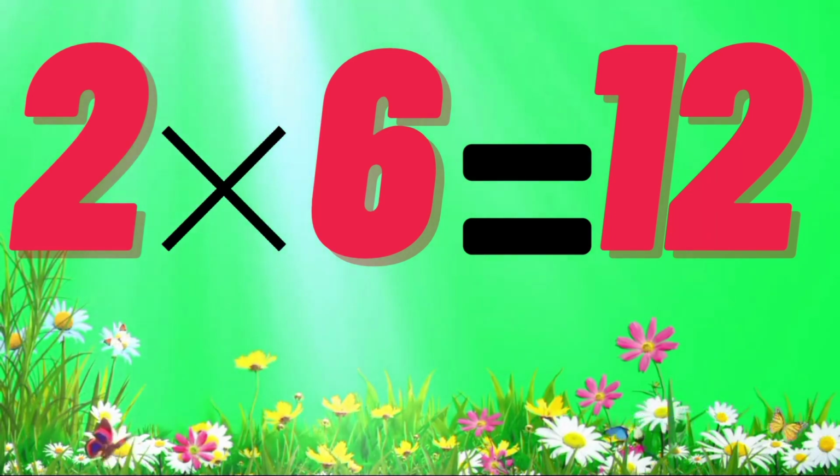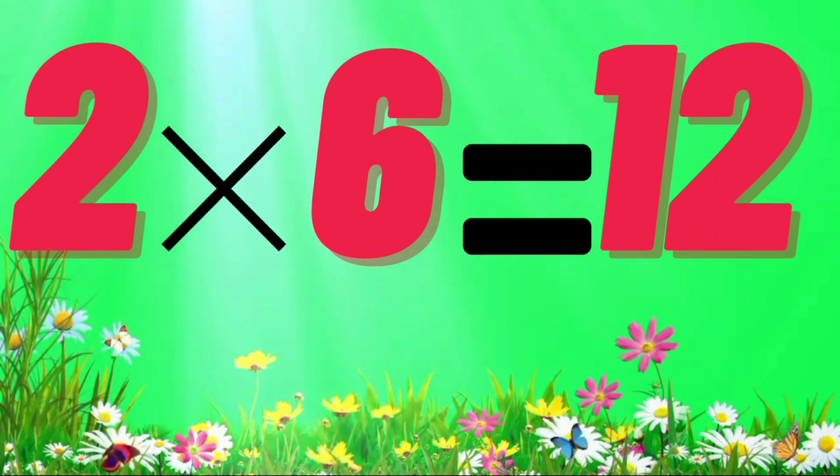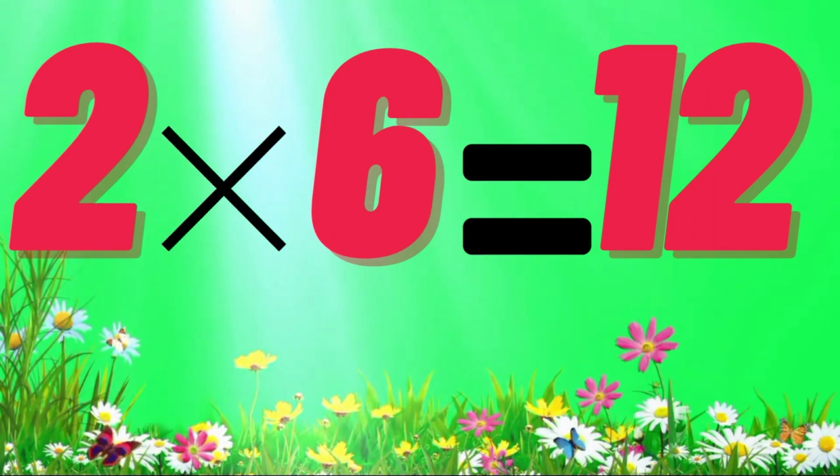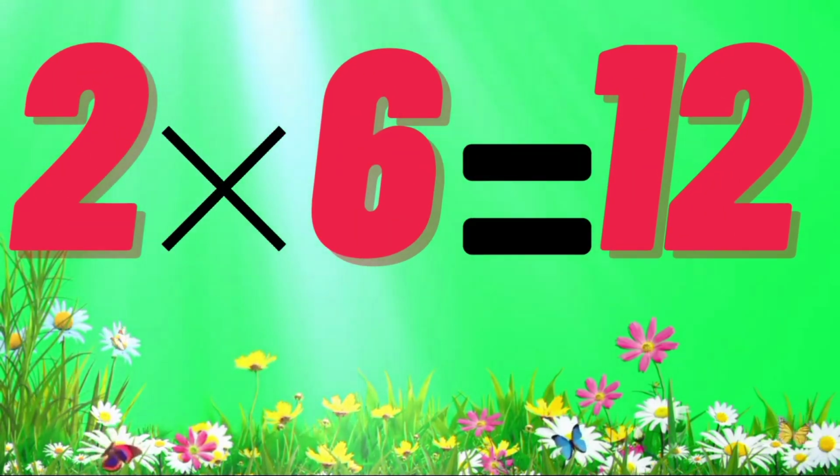2 sixes are 12. 2 into 6 becomes 12. 2 sixes are 12. It means that 2 6 times becomes 12. 2 6s are 12.